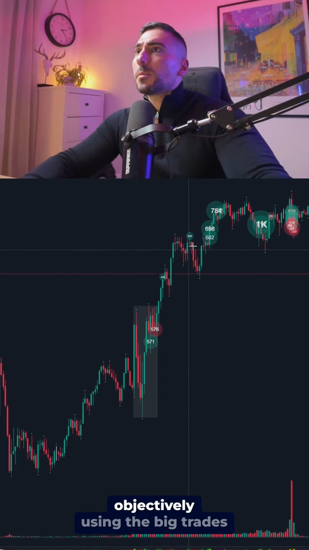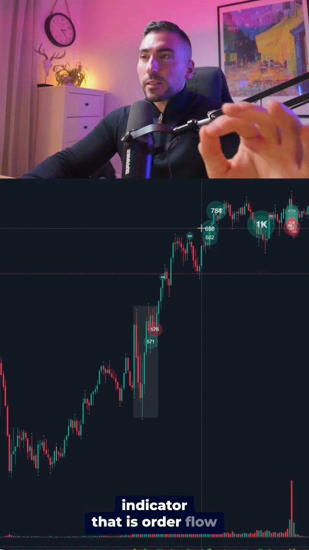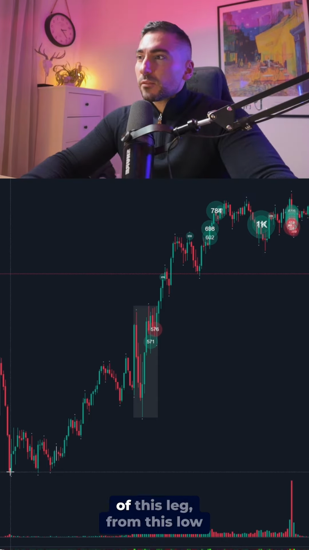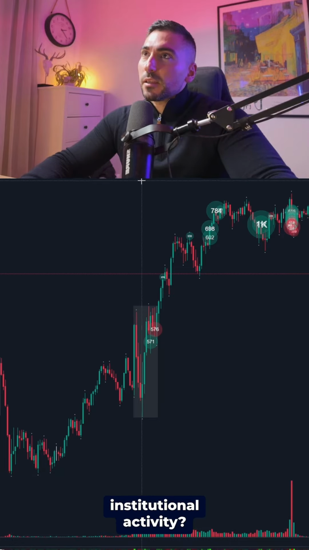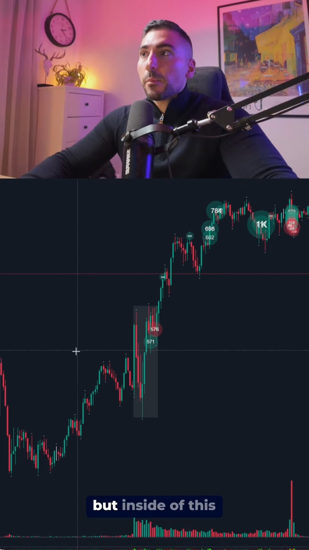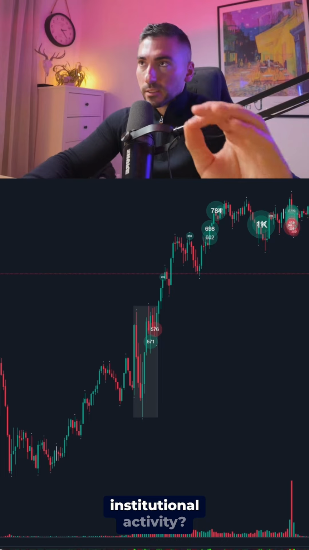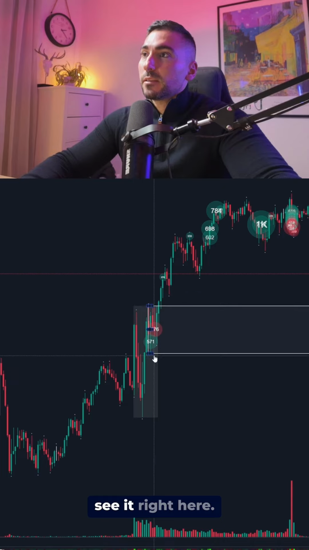And where do you think, objectively, using the big trades indicator that this order flow software provides, inside of this leg from this low to this high, there is institutional activity? Of course, there is some institutional activity at the close yesterday, but inside of this leg of price from this low to this high, where do you see institutional activity? You can clearly, easily see it right here.